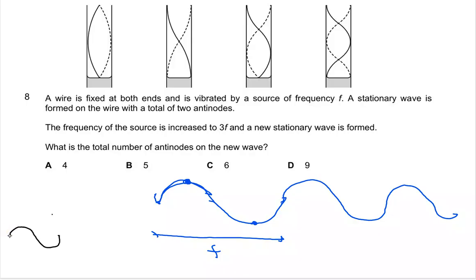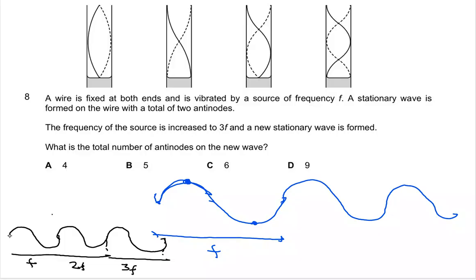Two nodes, this is F, and then it increases to 3F, and then we make a triple of this diagram. 1, 2, I'm sorry, we double it. So this is the 2F, and this is the 3F.